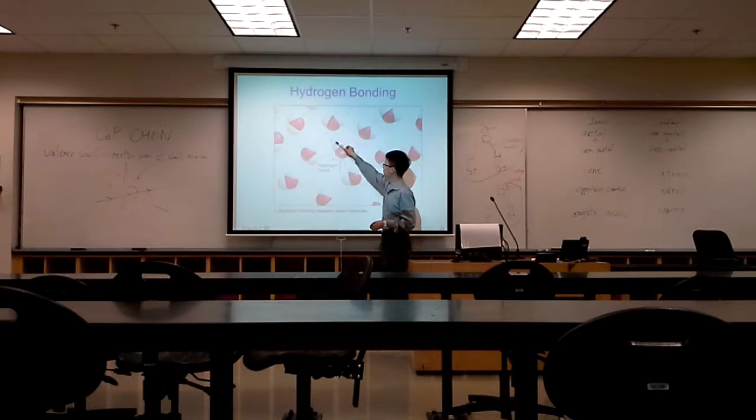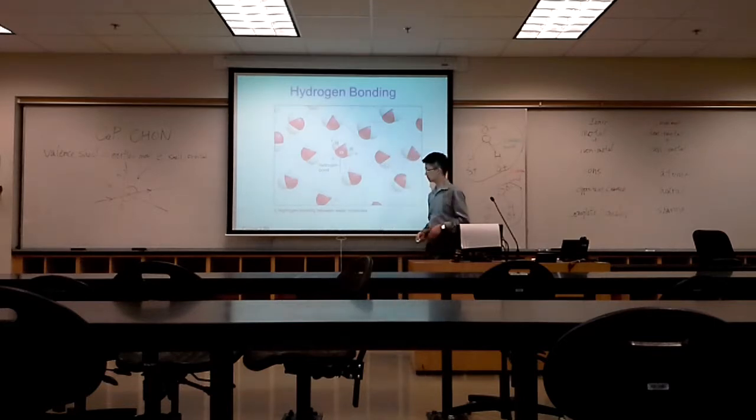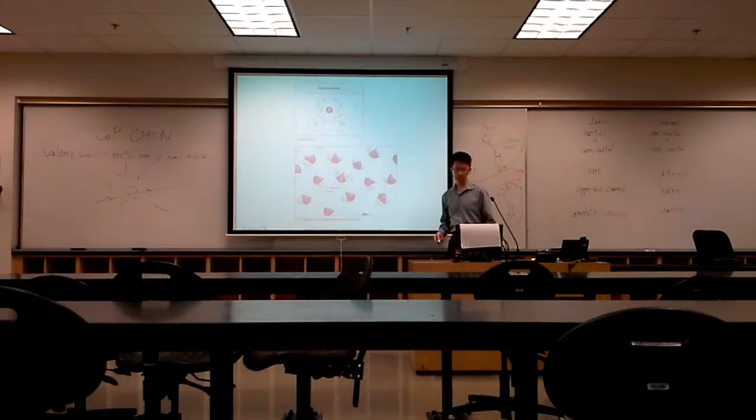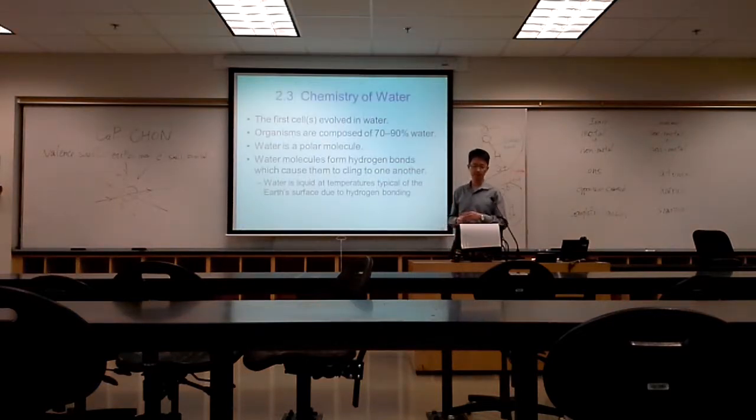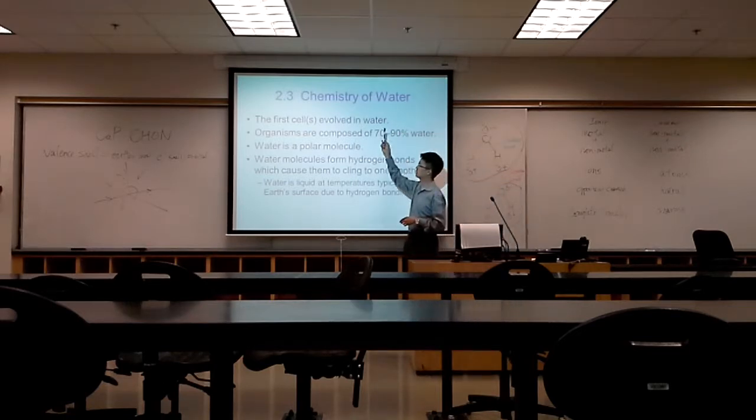This is a water molecule, slightly positive at the hydrogen atom and slightly negative at the oxygen atom. And in between the water molecules, we have hydrogen bond. And it's just the same. The chemistry of water is important. The reason is that scientists believe that the first cell evolved in water.